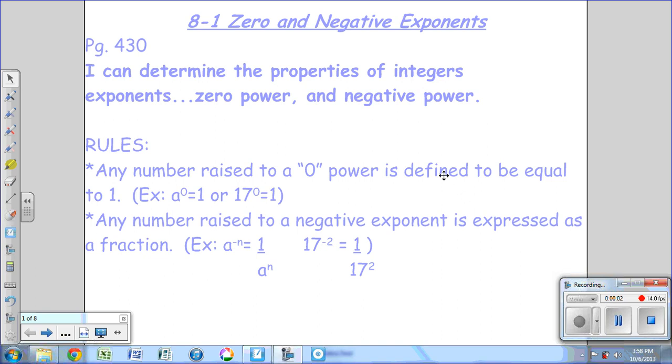Okay, so tonight we are going to talk about exponents. And there's two specific kinds of exponents we're going to look at today: an exponent of 0 and an exponent that is a negative number. So there are two rules, so you're going to want to write these down.